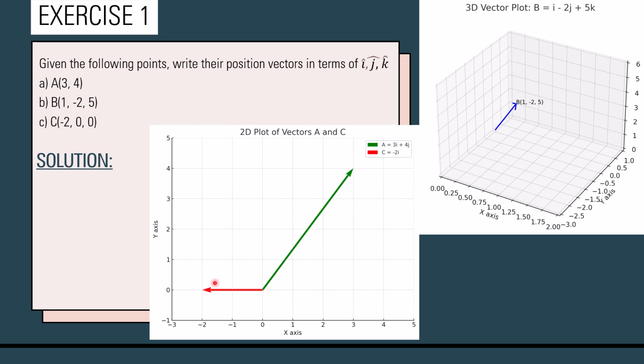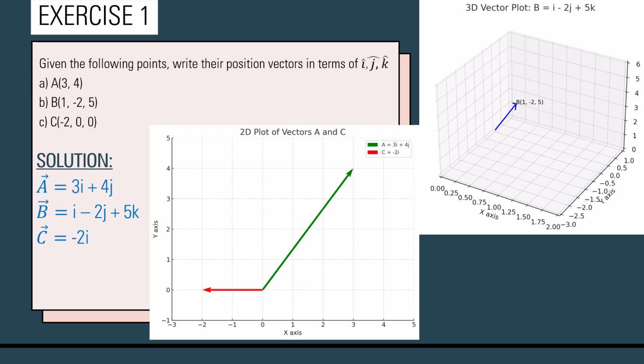Now how do we write the position vectors? A will be 3i plus 4j, then B is 1 which will be i, then minus 2 becomes minus 2j, and 5 becomes plus 5k. Then C is minus 2i. If you have (0, 0, minus 2), it will be minus 2k. Or if it's (0, minus 2, 0), it will be minus 2j. Right, that's how you will write it.